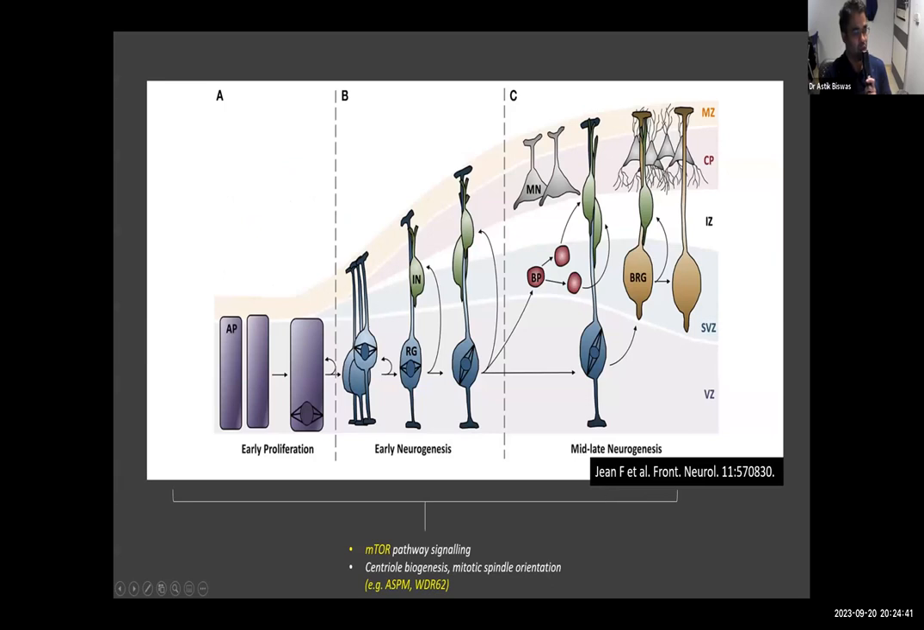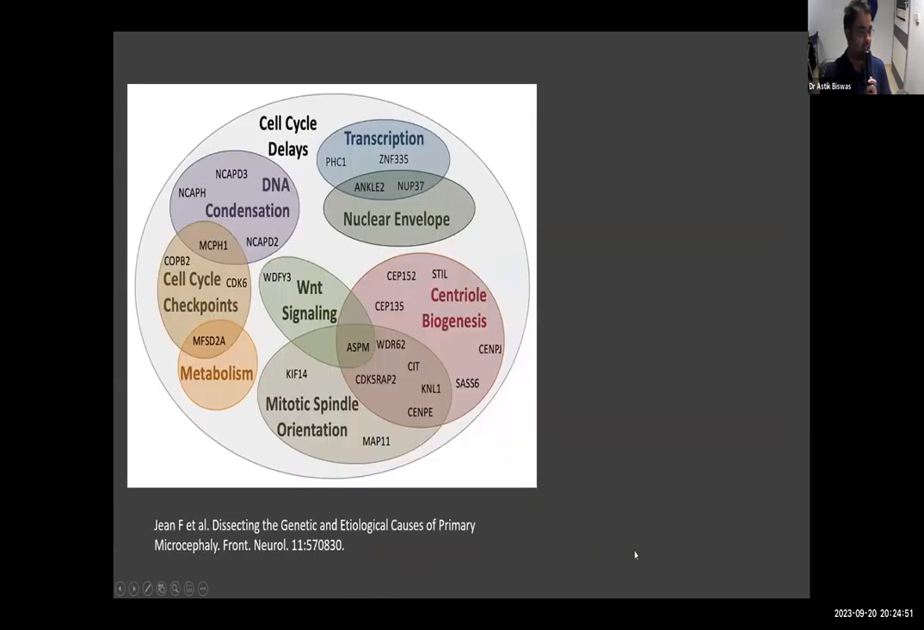So just going back to what happens during proliferation, we saw that it depends on the mTOR signaling pathway and certain other molecules, and that we can see in more detail in this really nice recent paper in Frontiers in Neurology. We can see based on this that a lot of genes involved in microcephaly are responsible for centriole biogenesis and mitotic spindle orientation. And then some genes are involved in many of these processes.